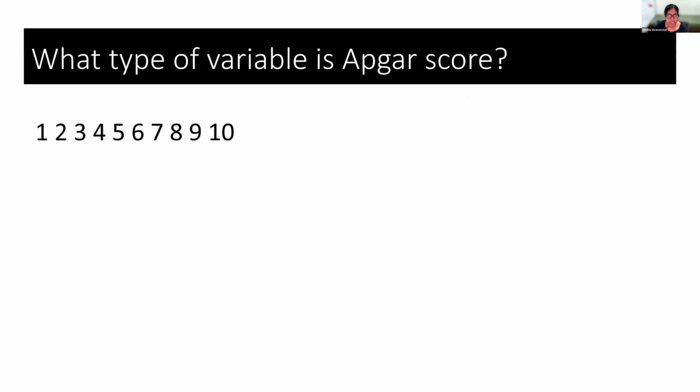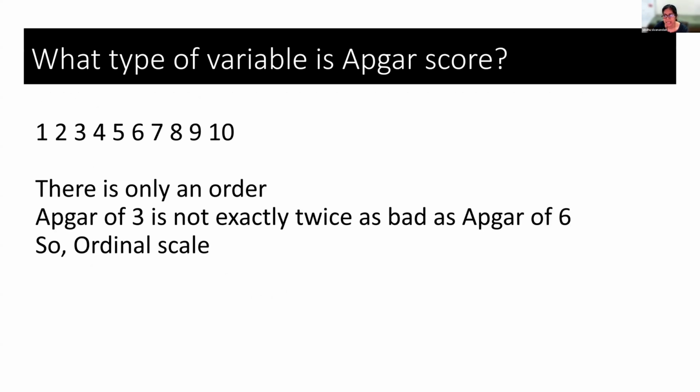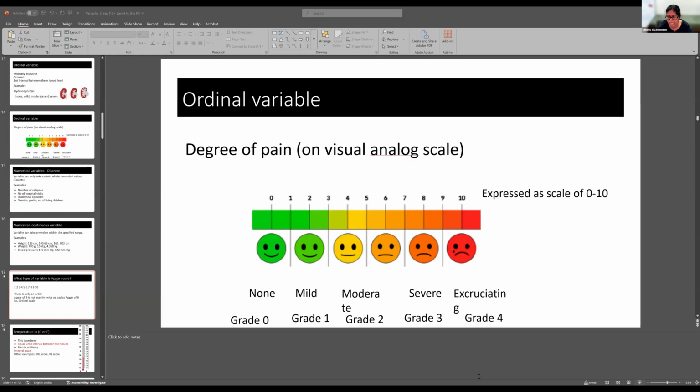What type of variable is Apgar score? Isn't it? So here there is only an order. So it is an ordinal variable. Just that it is again a qualitative variable, an ordinal variable. The only thing is that there is a number to it.